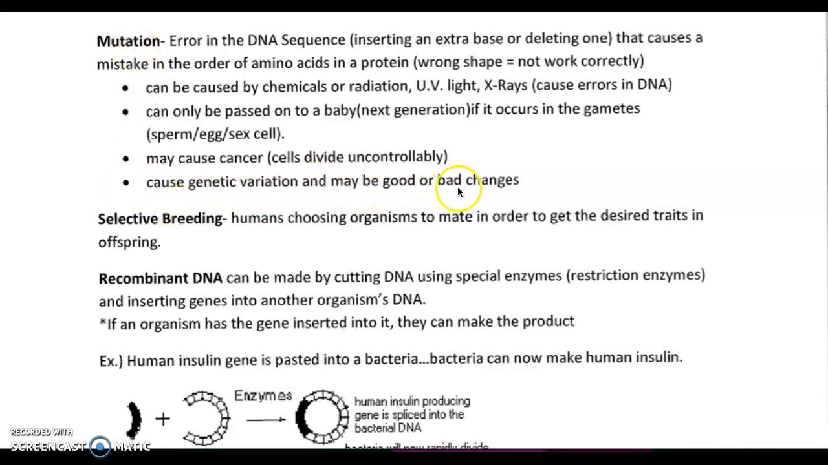Mutations can result in good or bad changes, but genetic variation is always good. You don't want to have a species that is genetically identical because any kind of event can wipe out an entire species. And when an entire species is wiped out, the ecosystem suffers. You reduce biodiversity and you reduce ecosystem stability.